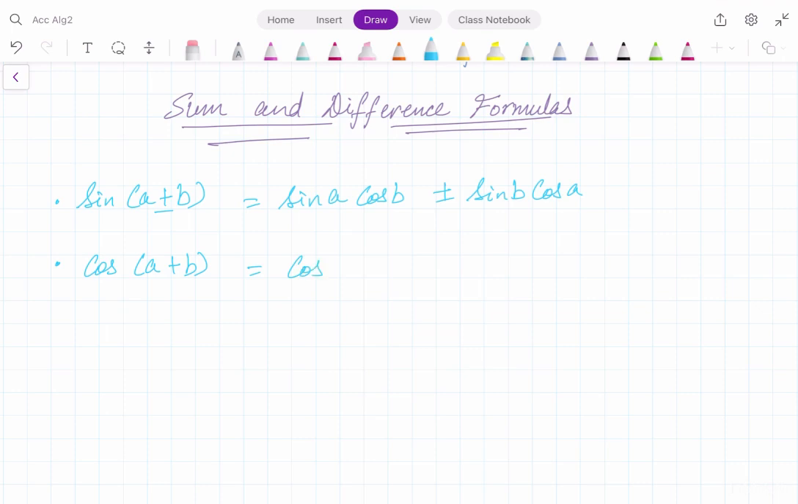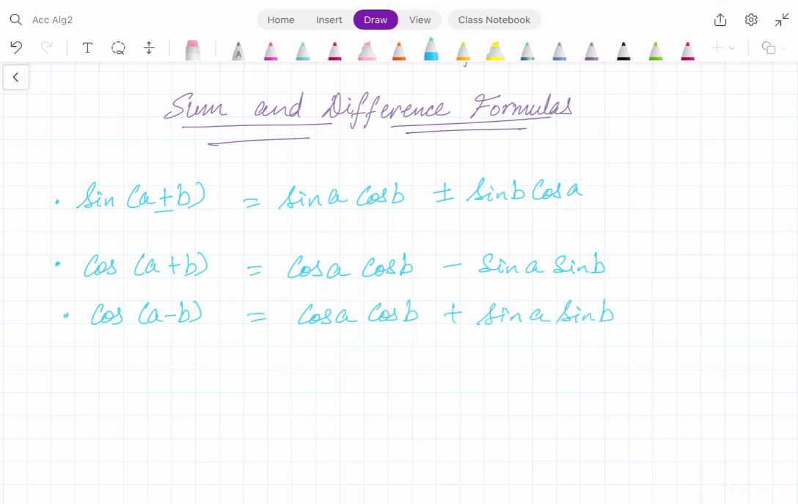But cos, as I say, it is a little bit moody. Cos tries to remain isolated from sine. So cos A, cos B, and the sign will also change. If it is positive, then it will become negative. If we are talking about cos A minus B, then the symbol between them will become positive.